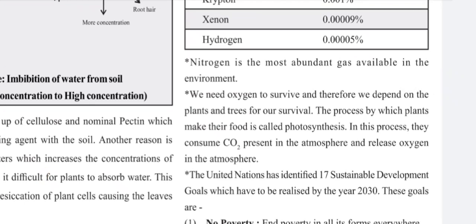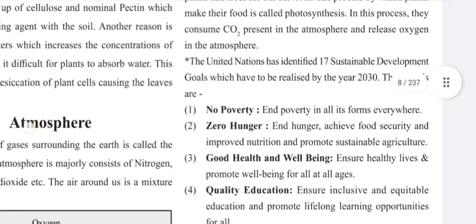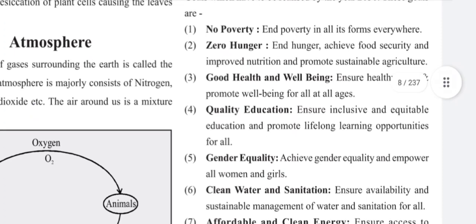The United Nations has identified 17 Sustainable Development Goals which have to be realized by the year 2030. These goals are: first is no poverty, ending poverty in all its forms everywhere. Second is zero hunger, end hunger, achieve food security and improved nutrition and promote sustainable agriculture. Third, good health and well-being, ensure healthy lives and promote well-being for all at all ages.